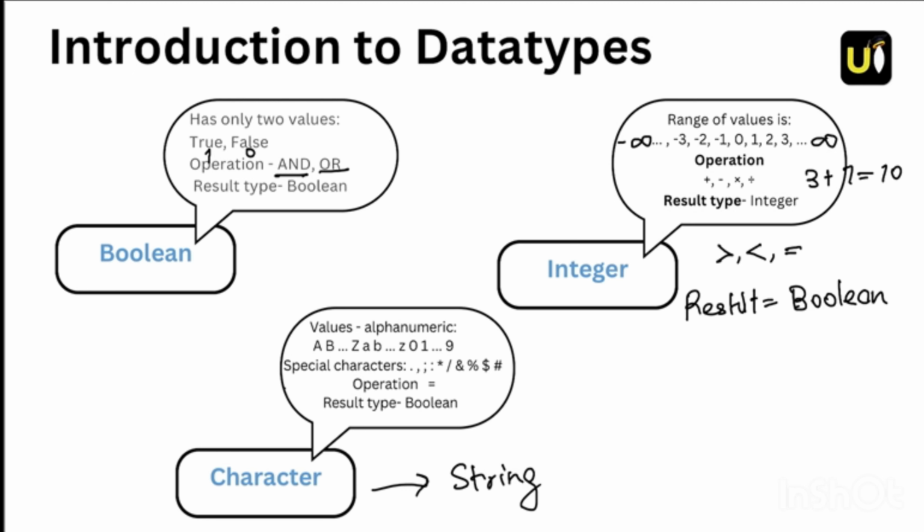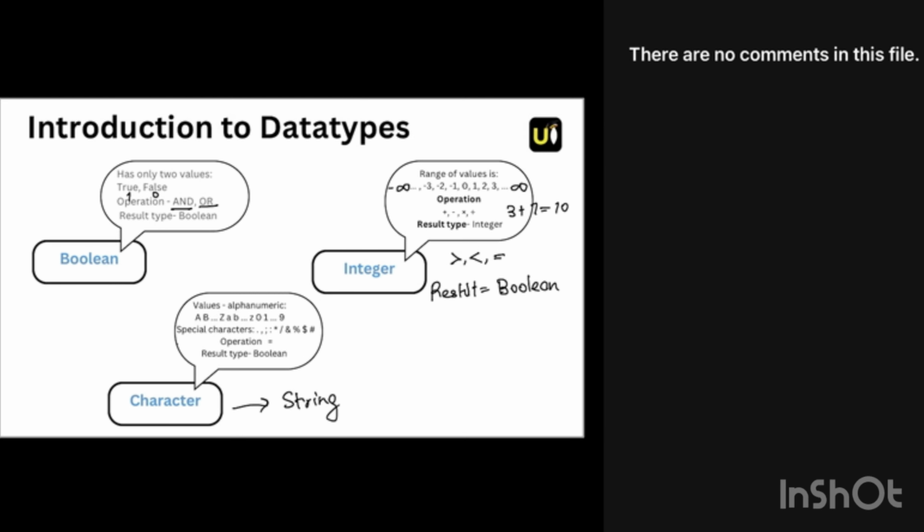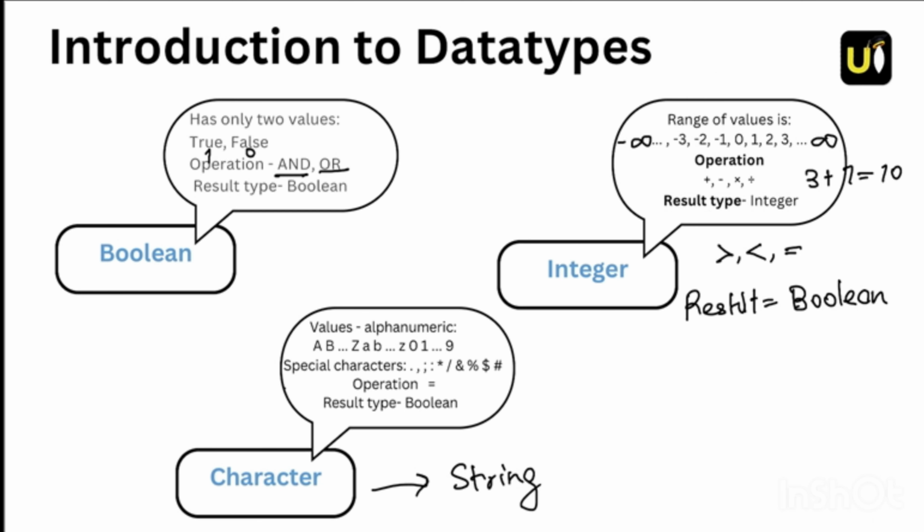And we can take some examples for integers. Examples like marks of students, or the count of students, the number of students, anything like that. Even dates can be integers. Now for the Boolean data type, the operations are and, or.